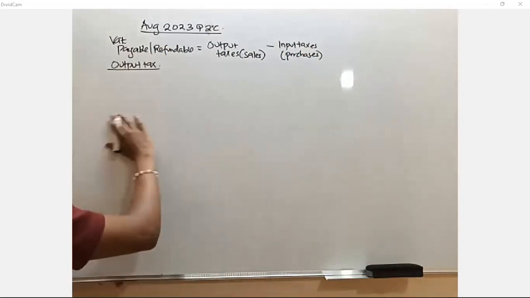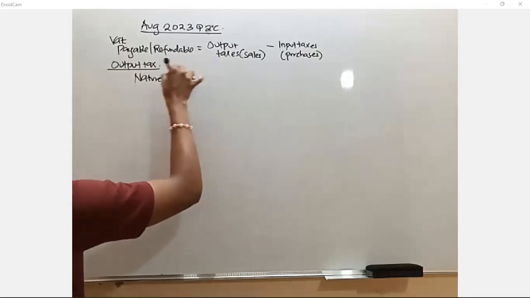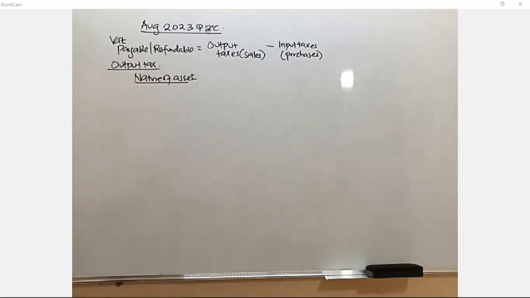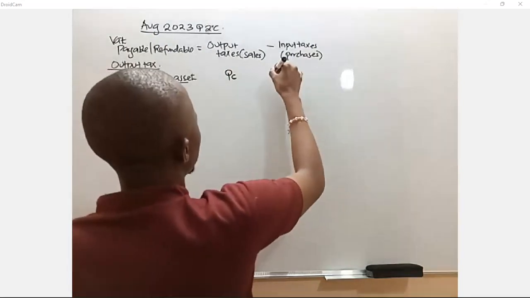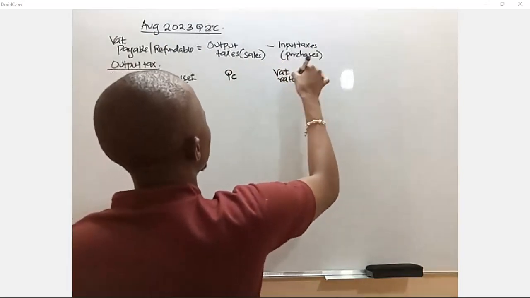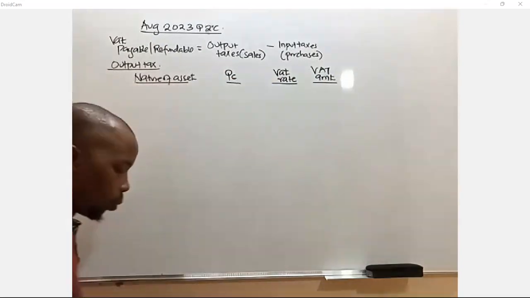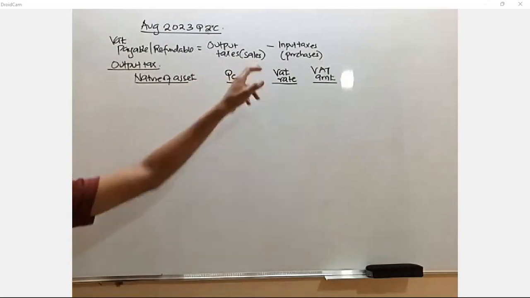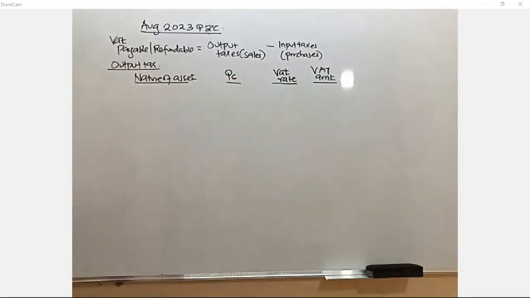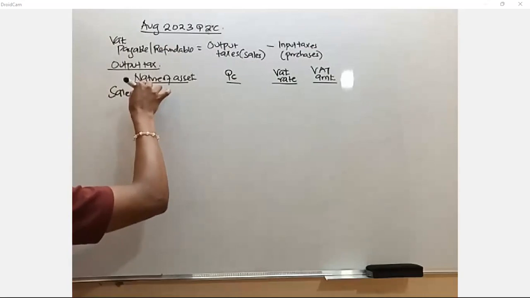This is the format which we normally use. We start with the nature of the supply, then we have the qualifying costs, the VAT rate, and then the VAT amount. What is the nature of the supply? When you're discussing output taxes, we are discussing our sales. I can see we had some sales in December 2022. We have some sales which are local.